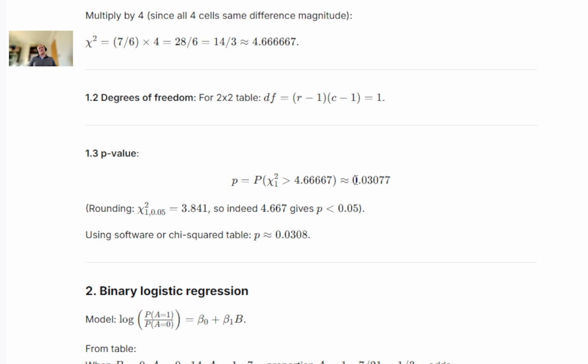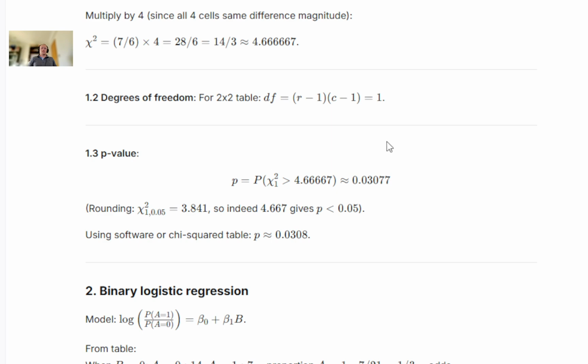Interestingly here, the p-value, when I run this in R or in Jamovi, I get a p-value of 0.03075. Here it puts a 7 at the end. It's a small difference, but nevertheless it is a difference. In the end, it's a difference on the 5th decimal.